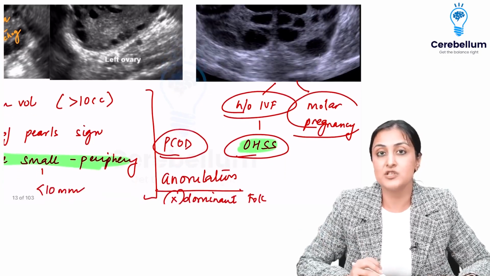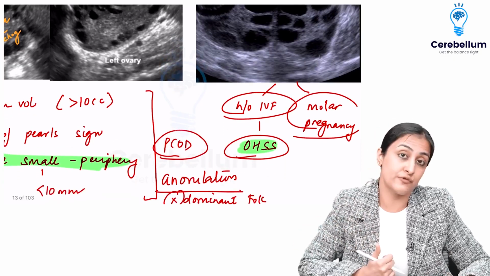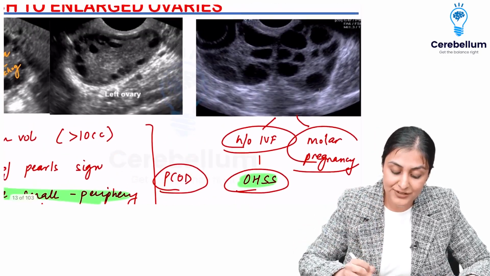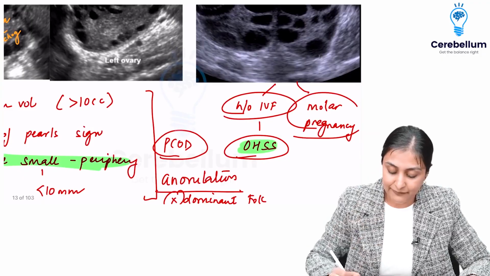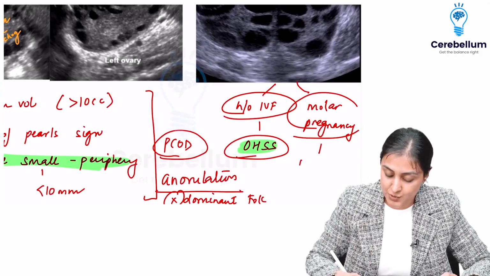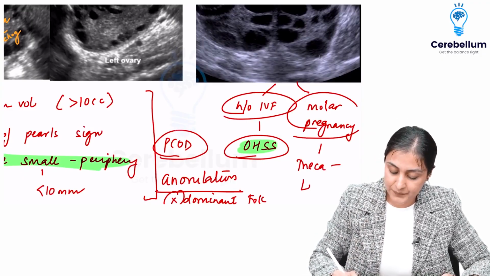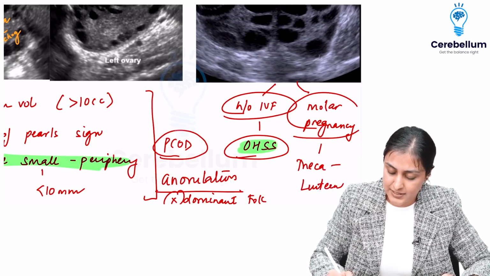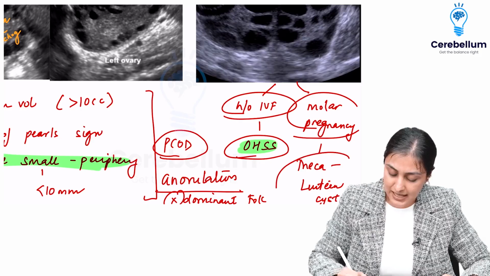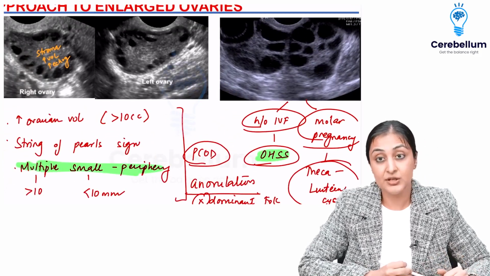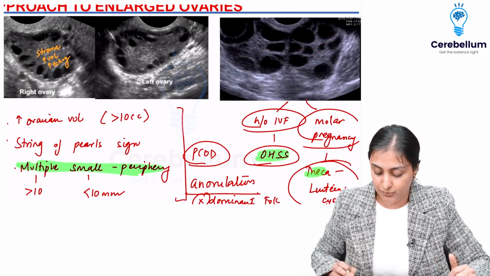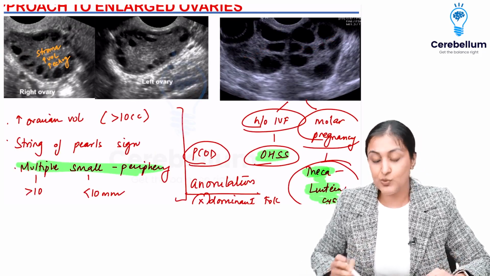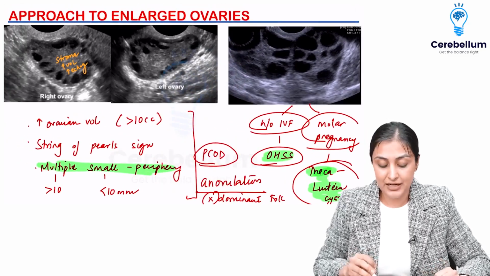Now, molar pregnancy produces very high amounts of beta-HCG. Because of that, again, the ovarian volume will increase here, and the same appearance is going to be seen in theca lutein cysts. So theca lutein cysts are the cysts within the ovaries, bilaterally bulky ovaries, in a case of molar pregnancy. So you want to remember 3 DDs of enlarged ovaries.